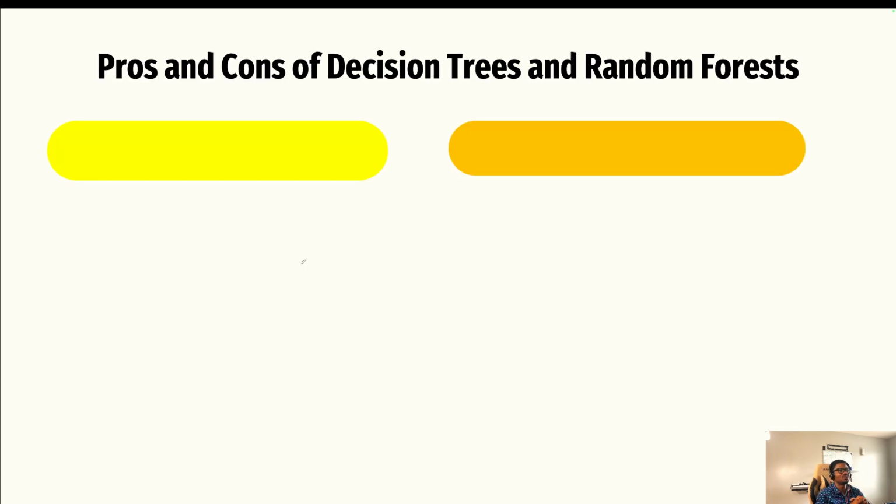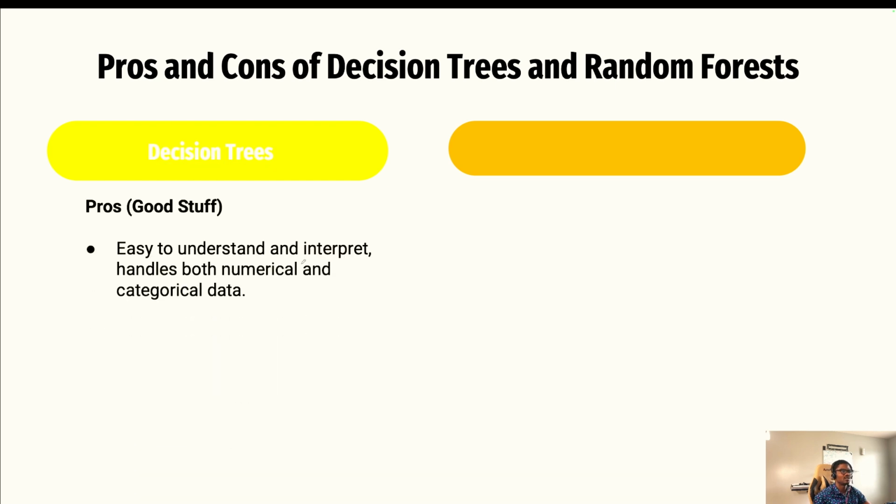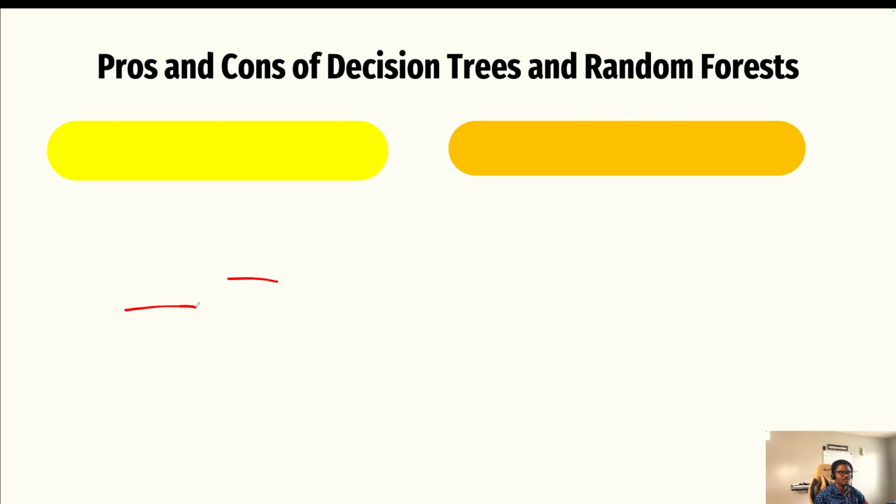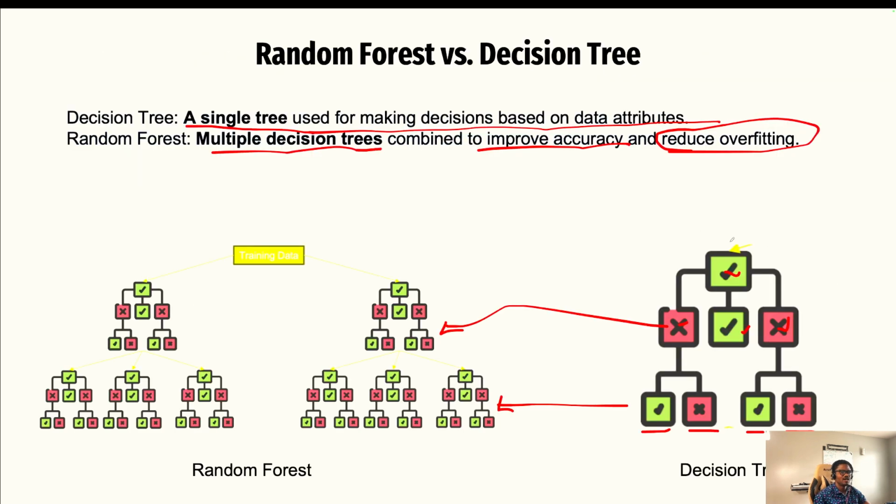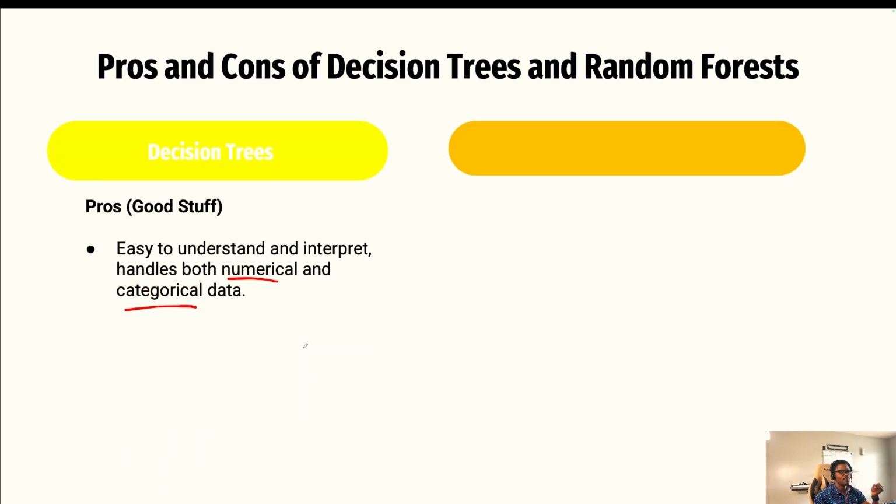So then what are the pros and cons of random forest and decision tree? For decision tree, we see it's easy to understand and interpret. It handles both numerical and categorical data. So let me just show you guys. You see, it's easy to understand what this is doing, right? But if you have a random forest, you're going to have hundreds of all these trees. If you try to view it to see what is going on, it might be difficult, right? So that's why we say that decision tree is easy to interpret.